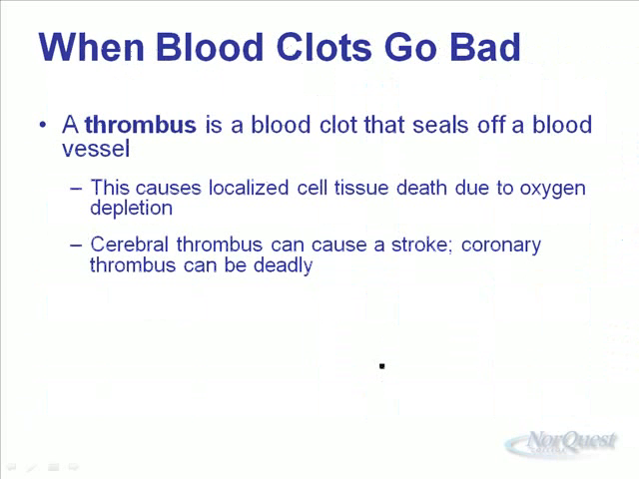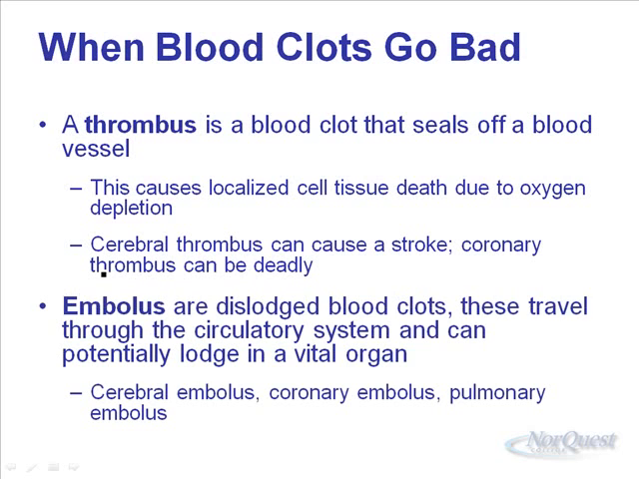When a blood clot does go bad, it's called a thrombus, and this is where a blood clot seals off a blood vessel. This usually happens when an embolus, or a blood clot, starts floating through the circulatory system, gets into narrower and narrower arteries until it plugs an arteriole, and this causes localized cell tissue death due to oxygen depletion. And they're named based on where they happen. So a cerebral thrombus can cause a stroke, a coronary thrombus can cause a heart attack.